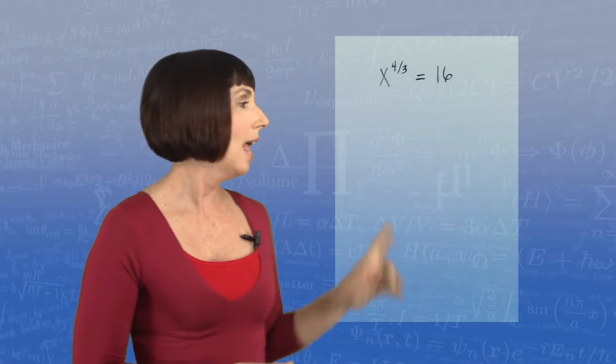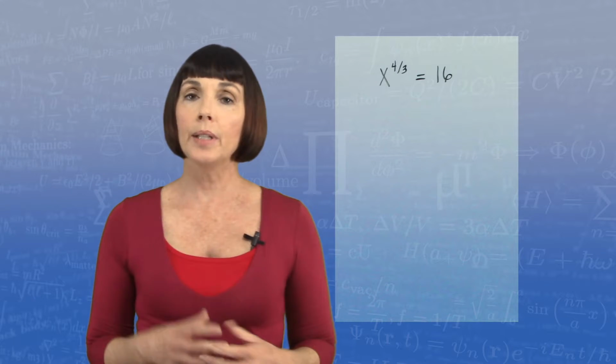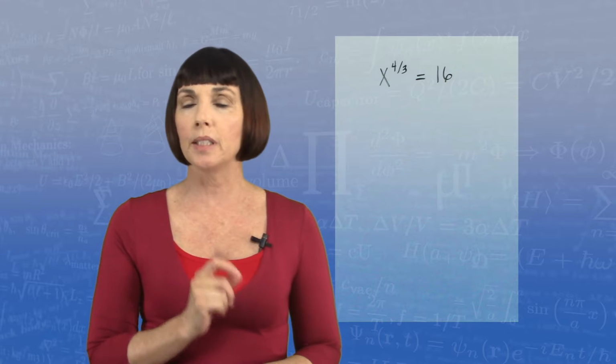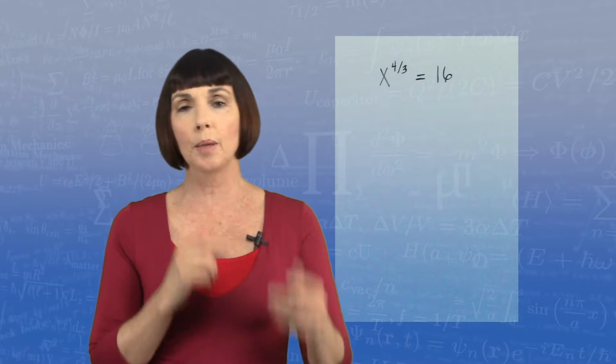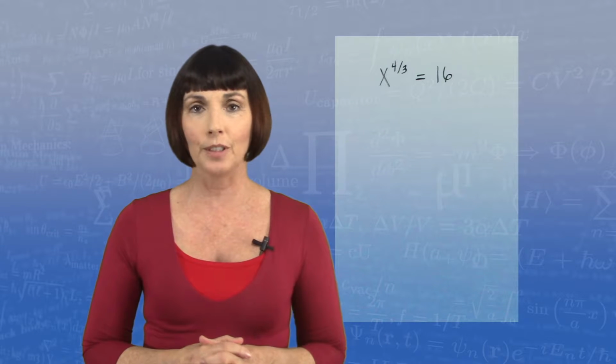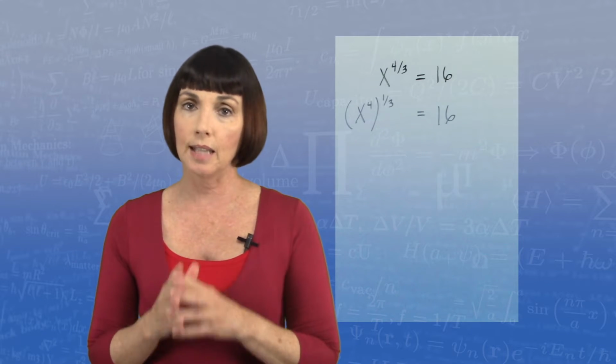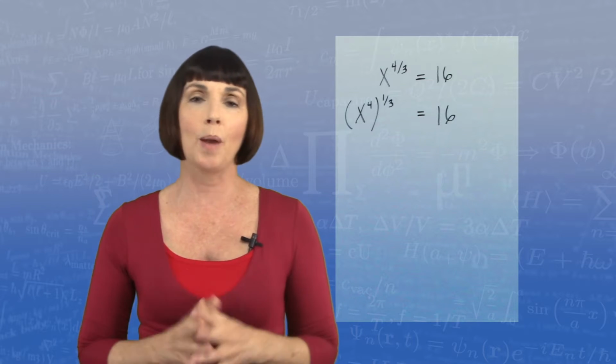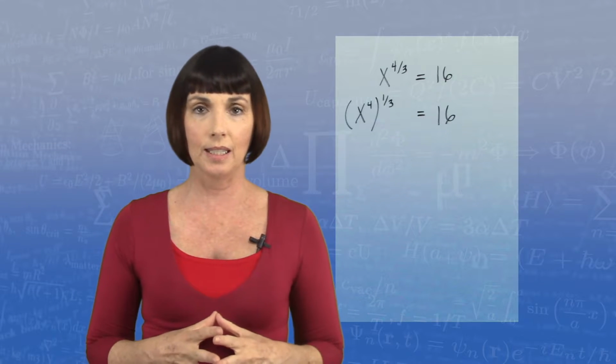Okay, let's take a look at our last example. We have x to the power of 4 over 3 equals 16. Now, in our last couple of examples, I dealt with the part of the exponent that's in the numerator first. This time I'm going to deal with the part that's in the denominator first, just to do it a little differently. So I'm going to rewrite this as x to the power of 4, and that whole quantity is raised to the power of 1/3, and that equals 16.